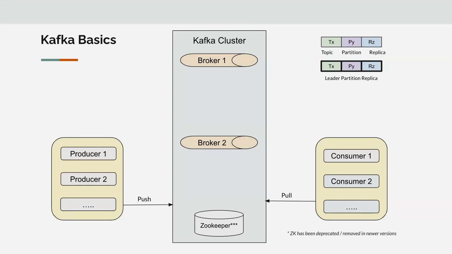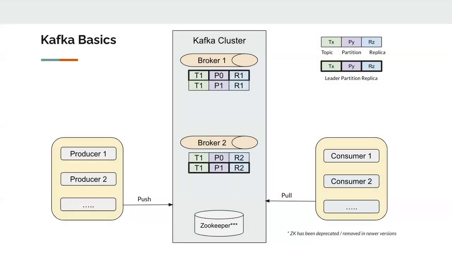Now, in a Kafka cluster, multiple brokers run on servers, providing durability and high availability to the topics. In this case, we have two brokers, and topics are divided and replicated in the following manner. We have topic T1, which has two partitions, P0 and P1. Each partition has two replicas. Broker 1 contains one set, broker 2 contains the other. For each partition, there will be a leader replica responsible for both read and write.